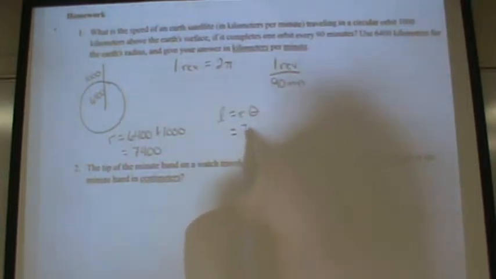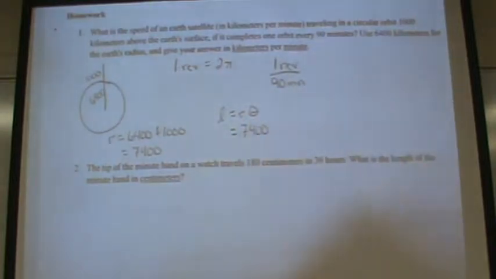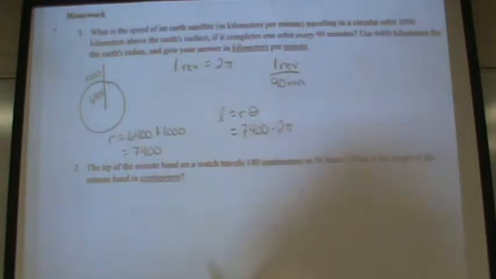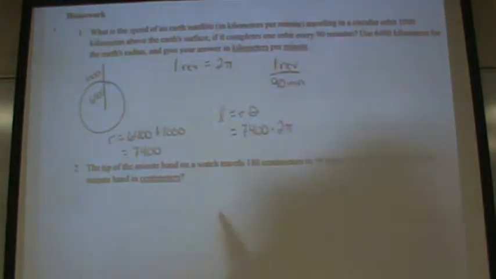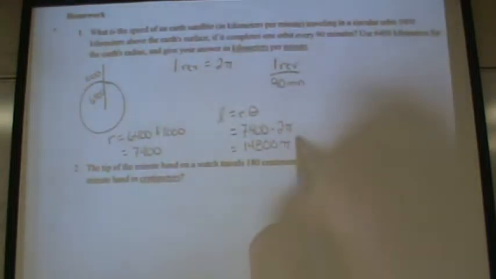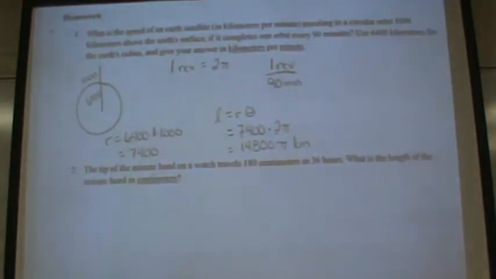So we have 7,400 times 2 pi. So we're going to get 14,800 pi. And you can multiply that pi through if you want. And then, this is in kilometers. So that's the distance that the satellite travels in 1 revolution.